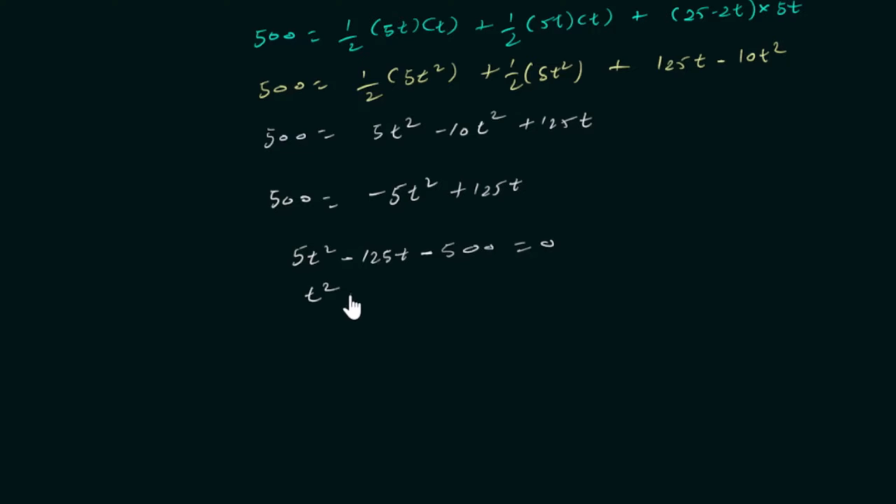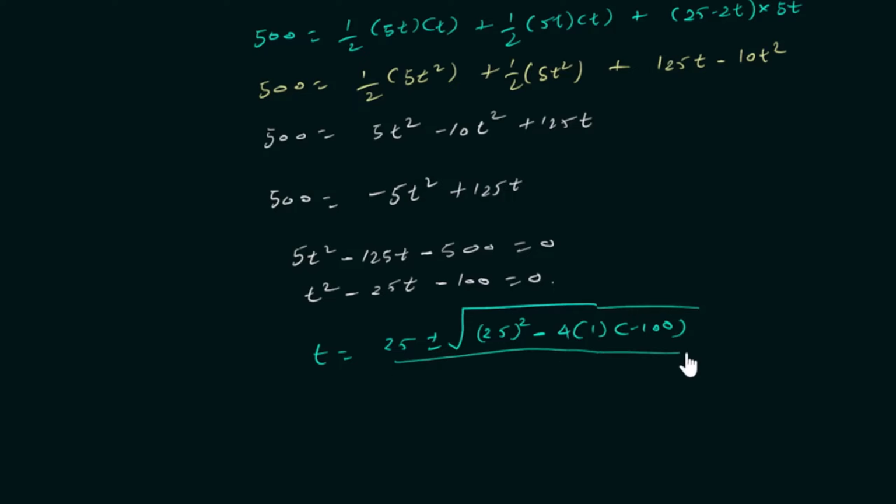Okay, this will be t square minus 25t minus 100 equals to 0. Okay, so here now we are going to solve this particular quadratic equation. So we'll get t equals to minus b, so this is the b, so it will be 25 plus or minus b square minus 4ac, so b square is 25 whole square minus 4, a is 1 and c is minus 100 divided by 2.